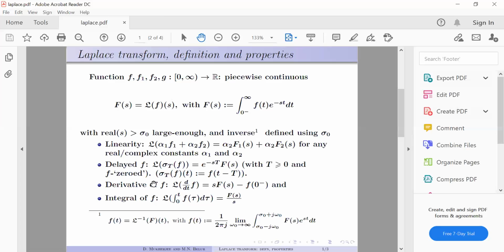So linearity, then this is a delay, a shift operator as we described in the previous module. This is the Laplace transform of the derivative. This actually comes in handy while not just deriving the initial value theorem, but also when you want to apply this Laplace transform in solving differential equations. Not just this, but also the Laplace transform of higher order time derivatives of functions.